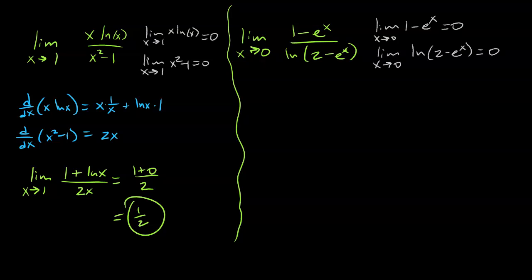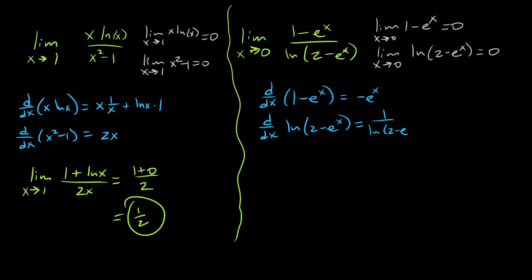Okay, perfect. So I'll help you guys out with these. Derivative of 1 minus e to the x. Derivative of 1 is nothing. And derivative of e to the x is e to the x. So the answer is going to be negative e to the x, because it'd be like 0 minus e to the x. And then derivative of ln, 2 minus e to the x. Derivative of ln of anything is 1 over anything times the derivative of the anything.